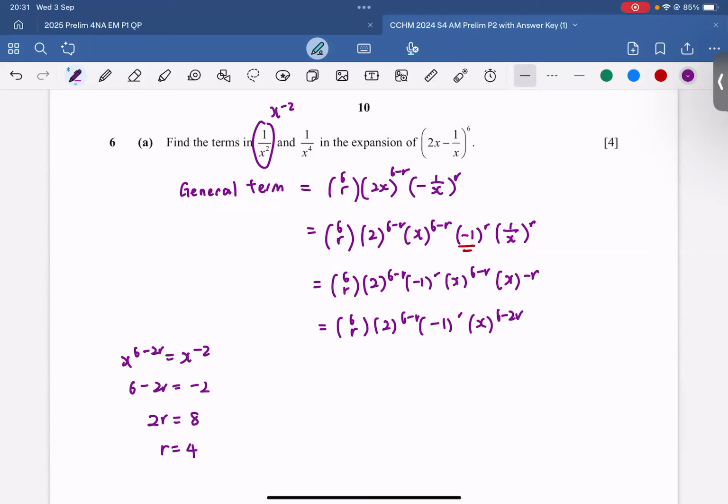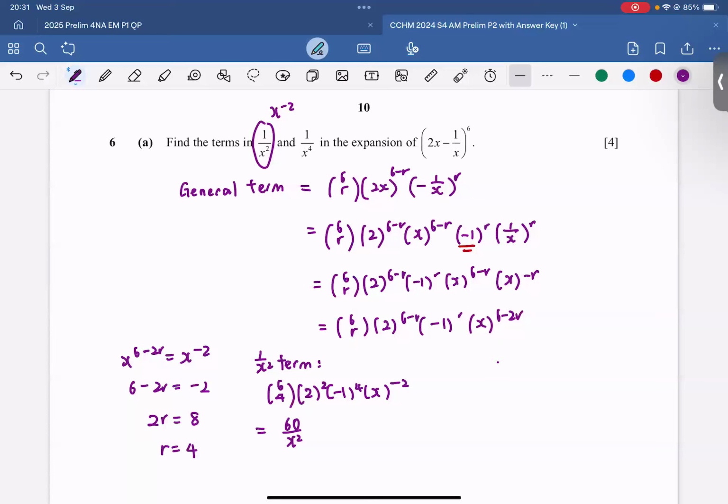Okay, so the 1 over x squared term will be, you must take note, they're asking for the 1 over x squared term, not just the coefficient. So you have to write down everything, including the x. So this will give me 60 over x squared. Okay, you must write down the x because we are not asking for a coefficient, so you cannot just write 60 as your answer.